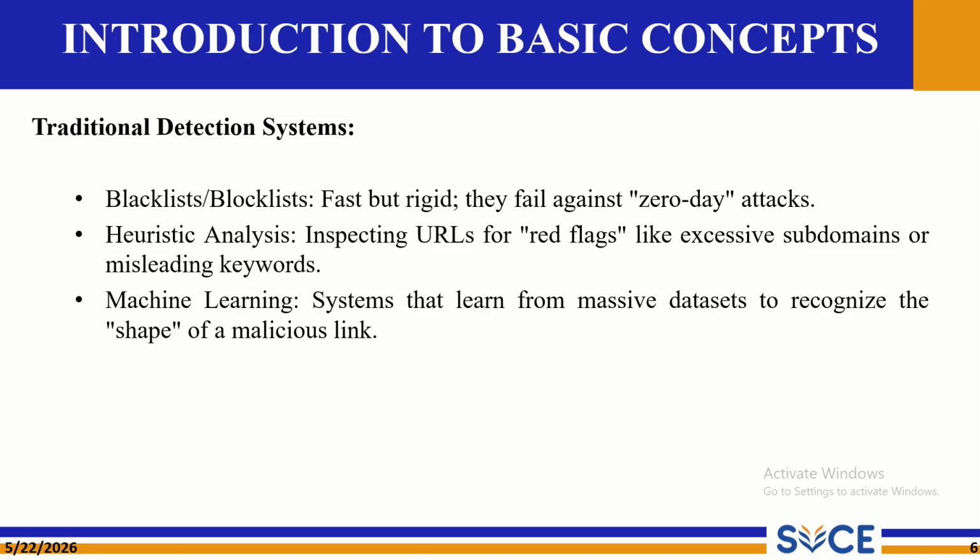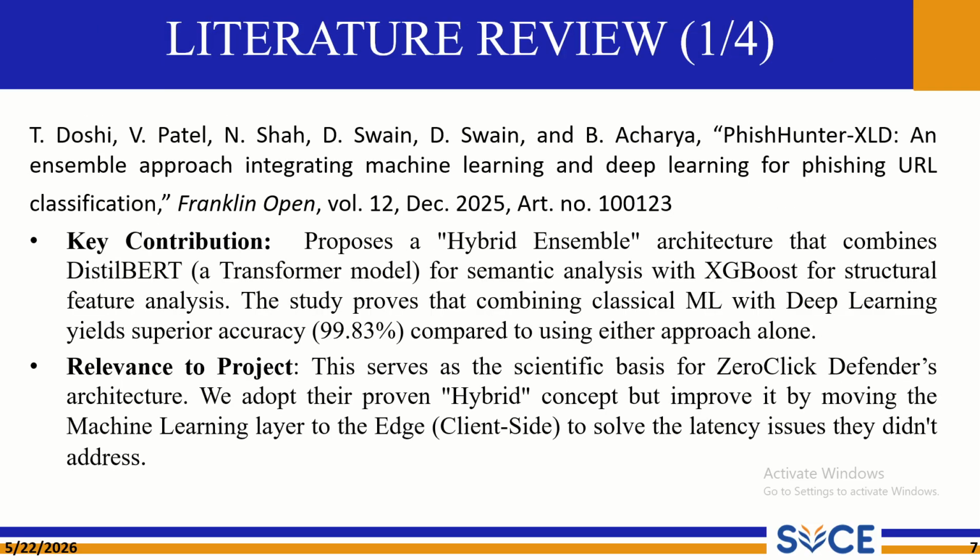So the next is the literature review. We studied several recent research papers before designing our system. Paper one is FlushHunter XLD. This research combined deep learning and machine learning models for phishing URL classification and achieved high accuracy. From this paper, we adopted the idea of hybrid detection.